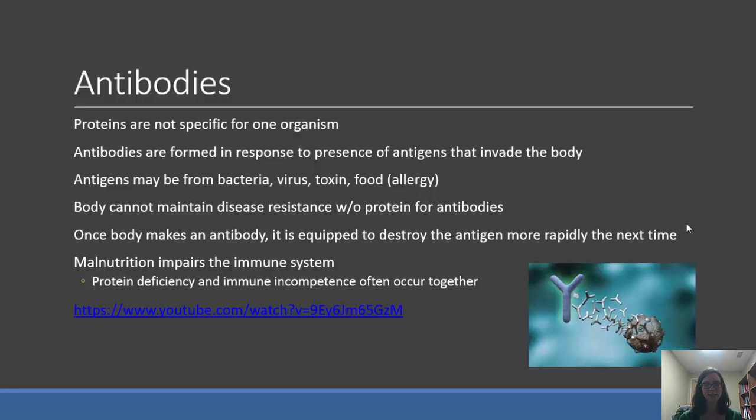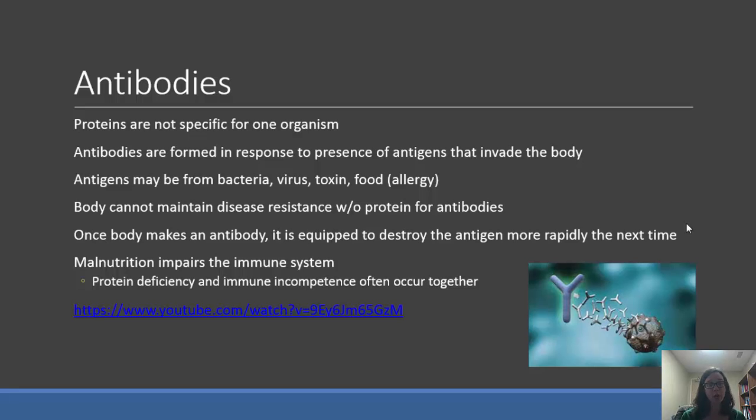Once the body has learned to make a particular antibody in response to a specific antigen, it never forgets. This is what is called our immunity. This is what happens when we get our vaccines, for instance. We learn to make antibodies, and our body remembers that. So the body can't maintain disease resistance if it doesn't have the proteins for antibodies.